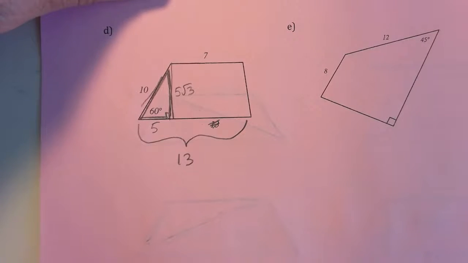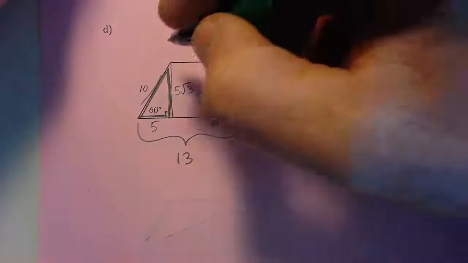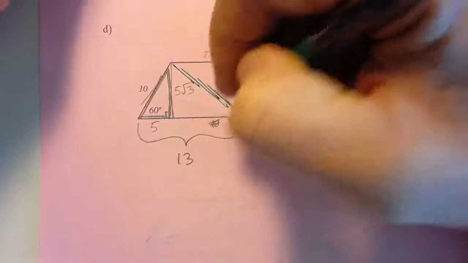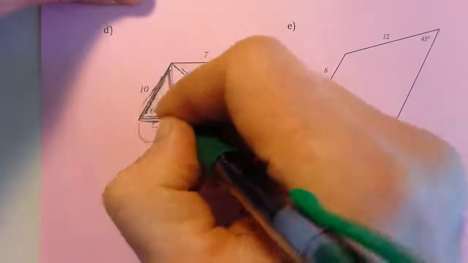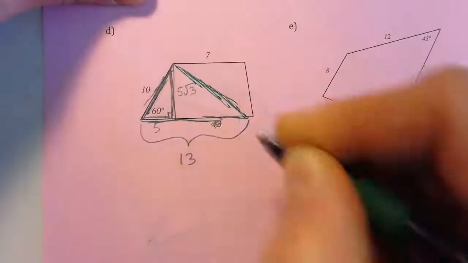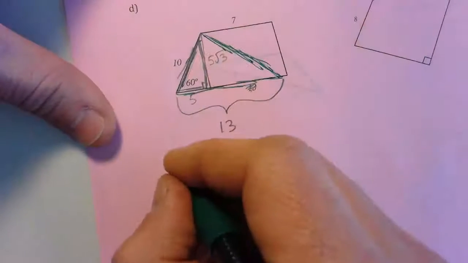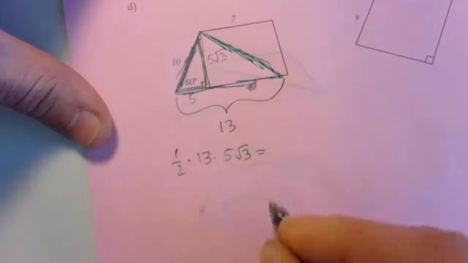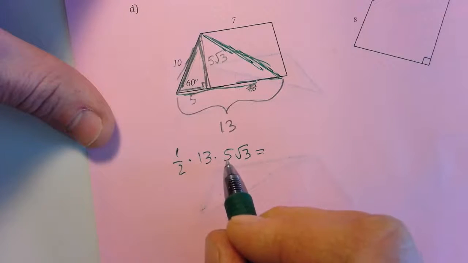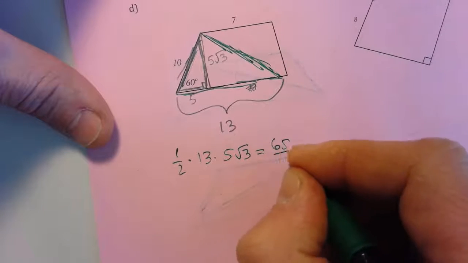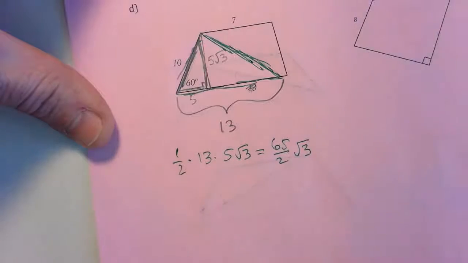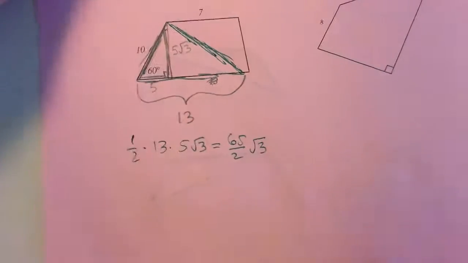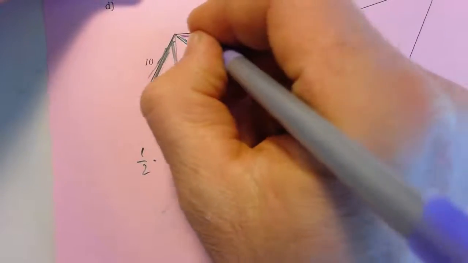Okay. Now I'm going to use the diagonal technique. Put the diagonal in. There's my triangle. That green triangle has a base of 13, a height of 5 root 3. 13 times 5 is 65. Divide it by 2 with a root 3 afterwards. It's the first one we see where there's a root 3, and that's going to happen. That's okay.